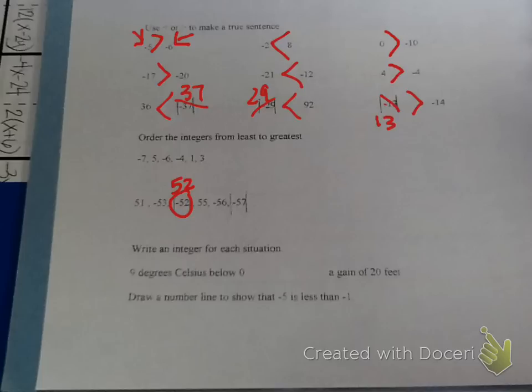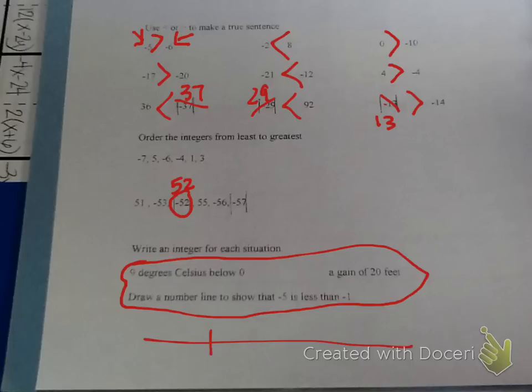And then go ahead and write an integer for each of these situations and draw a number line to show that negative 5 is less than negative 1. So when you do that, you're just going to have your number line, you're going to have negative 5 on it, and all your numbers, and you're going to graph a point on negative 5, and you're going to graph a point on negative 1, and that shows that negative 5 is less than negative 1.